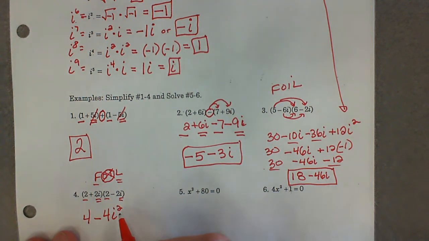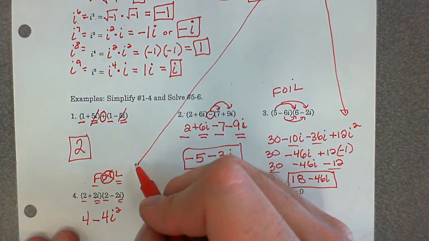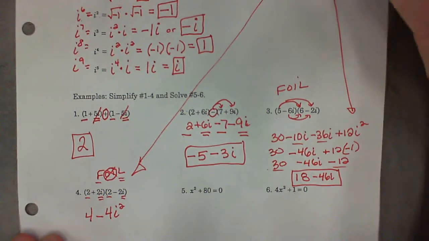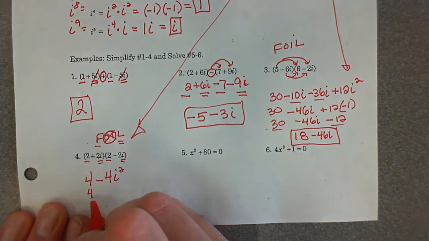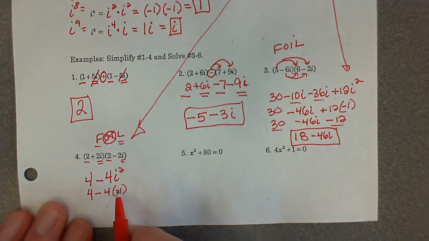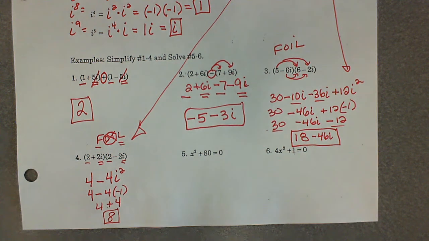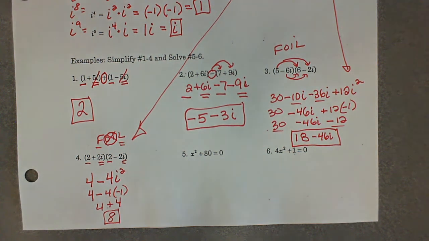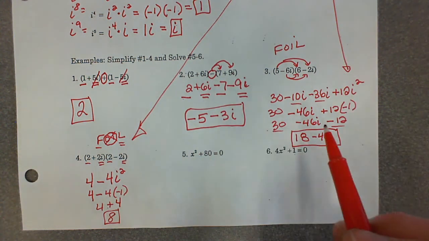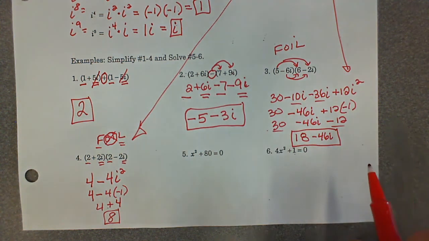And then remember, i squared is negative 1. So here we've got 4 minus 4 times negative 1. A minus times a negative turns into a positive. So this is 4 plus 4. So this equals 8. Okay? So there's your basic number operations, adding, subtracting, and multiplying. We'll deal with dividing tomorrow.